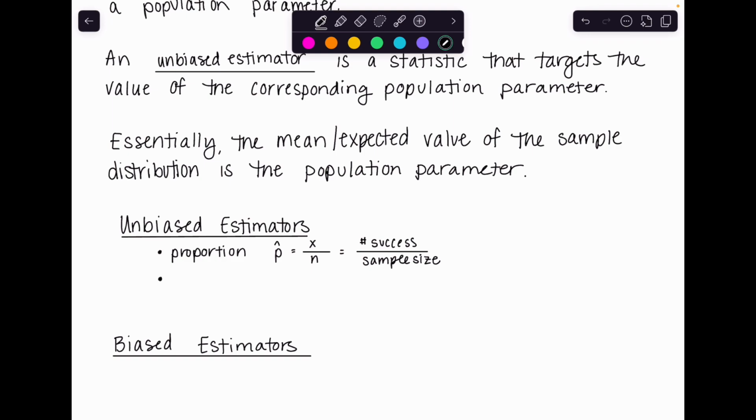Another unbiased estimator is exactly what we just calculated. It is the mean, and because it's the mean of a sample, we use X with that bar above it. And then the last unbiased estimator is the one we mentioned at the beginning. It is the variance, and we use S squared for that because, again, it's the variance of a sample. So that's where you use that n-1 in the denominator instead.